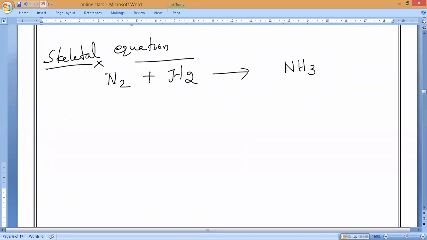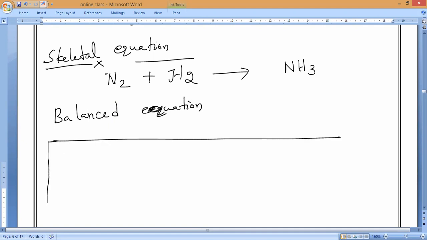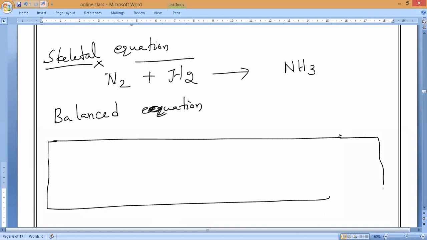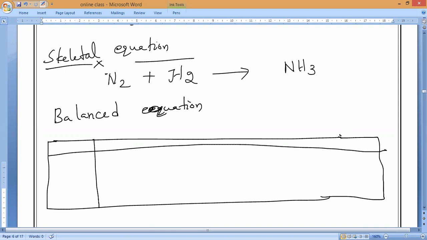Next, what is the third step? Balanced equation. Yeah, balanced chemical equation. So for the balanced chemical equation, what did I say? Step 1: what you have to do? You have to construct the tabular column. Now what do you have to write? Name of the element first. You can give serial numbers also if more elements are coming. Name of element, next reactants, and next product.